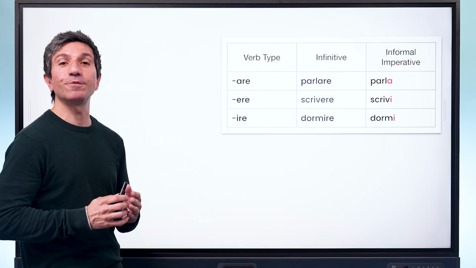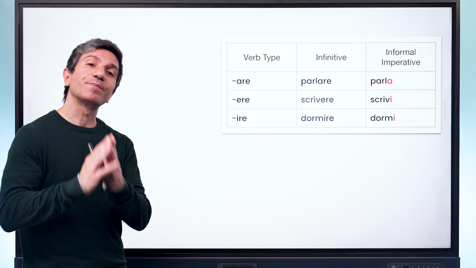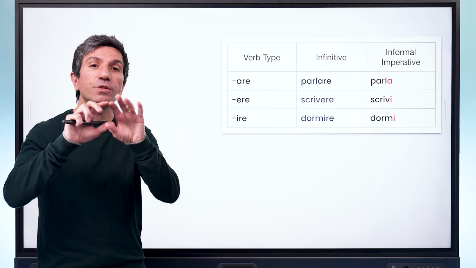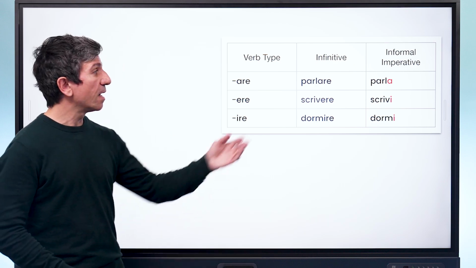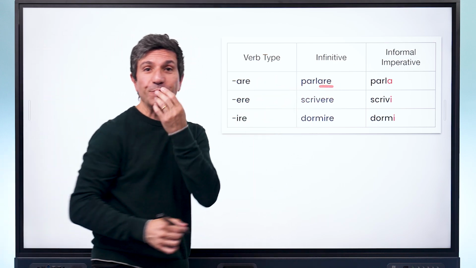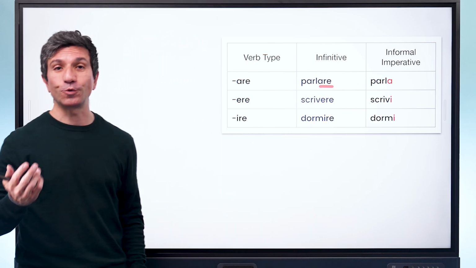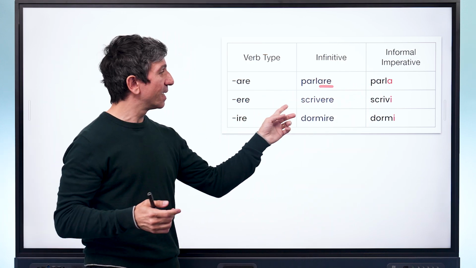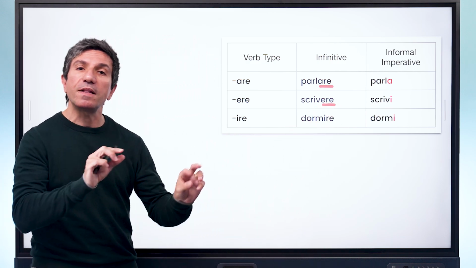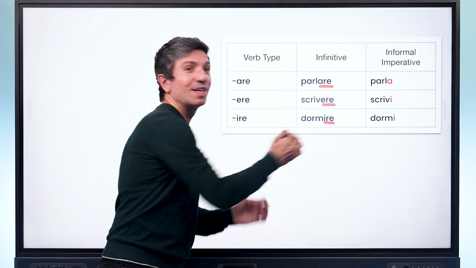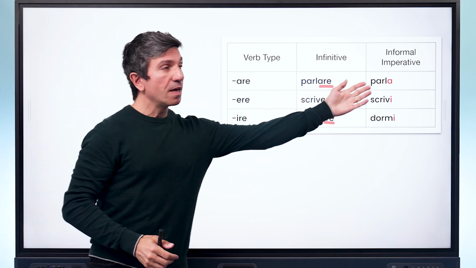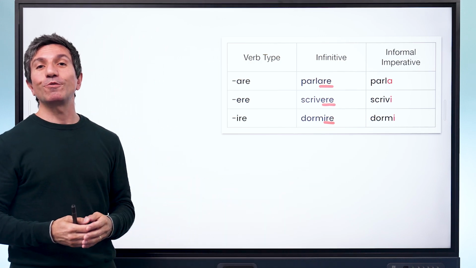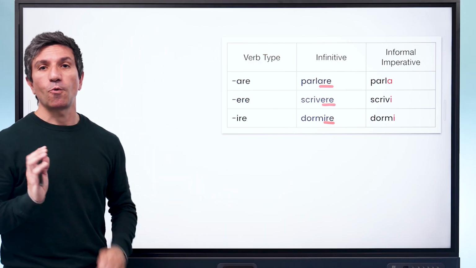In Italian, the imperative is used to give commands, instructions, or make a request. When speaking informally to one person, regular verbs change their endings depending on their conjugation group. Verbs ending in are, like parlare, to speak, take the ending a in the informal tu form: parla, speak. Verbs ending in ere, like scrivere, to write, and those ending in ire, like dormire, to sleep, both take the ending i. Scrivi, write. Dormi, sleep. Now you can use this structure to give simple instructions or requests when speaking informally in Italian.